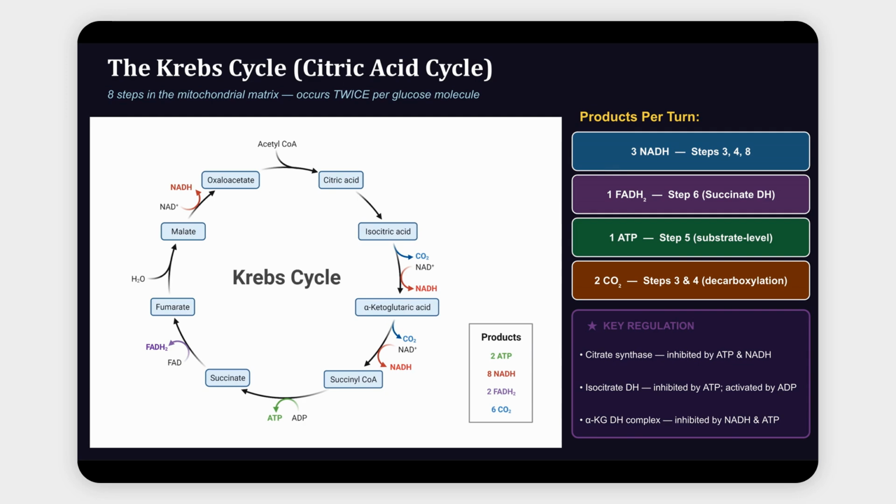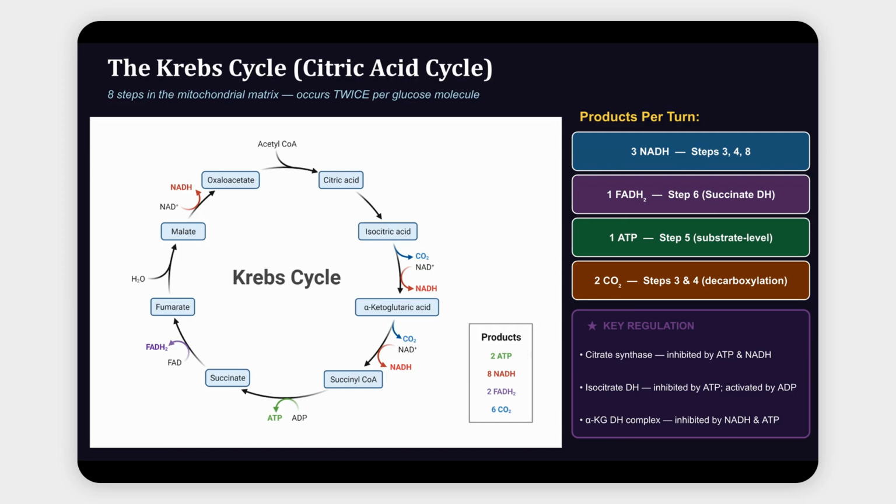In the third step, isocitrate dehydrogenase catalyzes the first oxidative decarboxylation. So isocitrate loses carbon dioxide and is oxidized. Can you locate it on the picture? Reducing NAD plus to the first NADH of the cycle. The 5-carbon molecule, alpha-ketoglutarate, is produced.